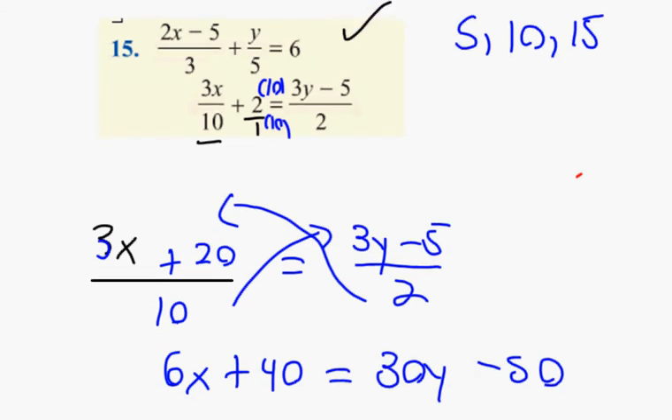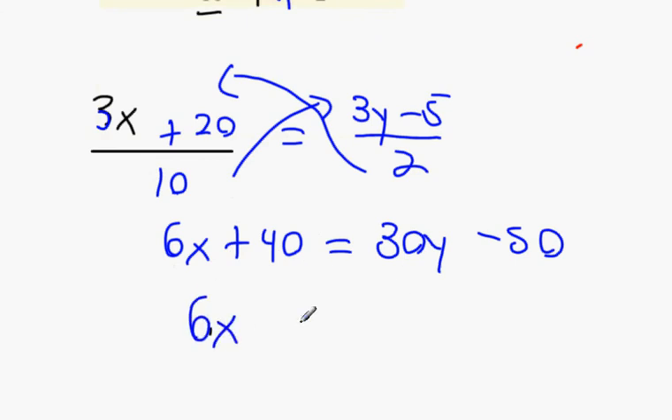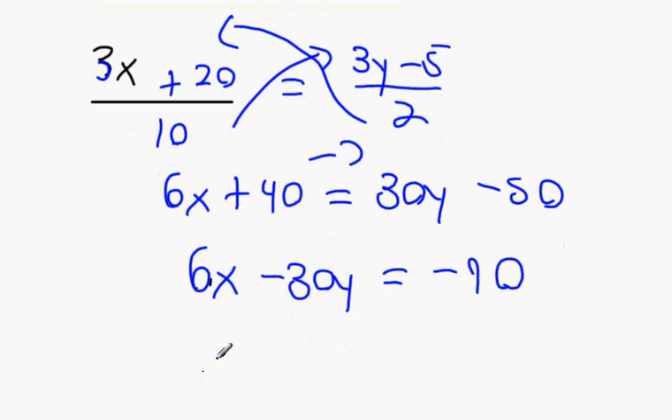Then we're going to move everything over to the other side. We get 6x minus 30y. Bring over the 40, we get minus 90. All of these are divisible by 6. So we should get x minus 5y equals minus 15.